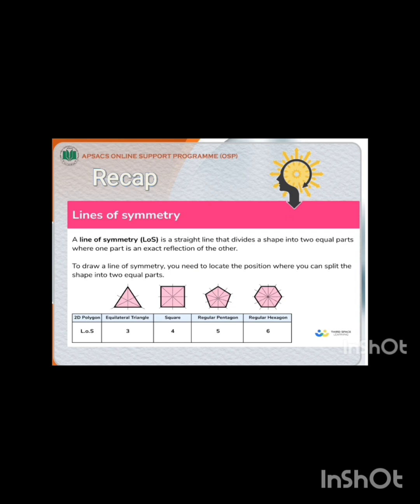To draw a line of symmetry, we have to locate the position where the figure can split into two equal parts. You can see in the triangle a vertical dotted line is given. This line is called the line of symmetry. You can see when we turn this triangle from right to left, then we can see the half of the triangle. Same for the square, regular pentagon and regular hexagon. When we use the line and turn from right to left or left to right, then we can see the figure is divided into two equal halves. Let's watch an interesting video for the reinforcement of line of symmetry.